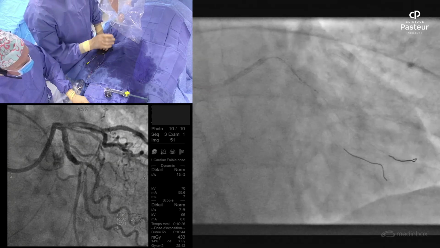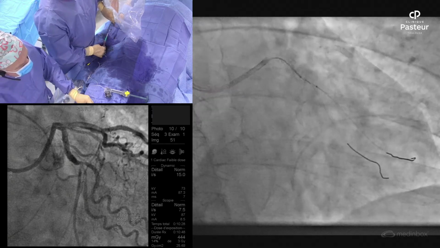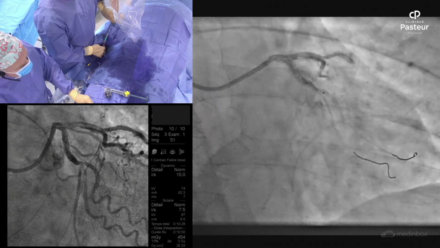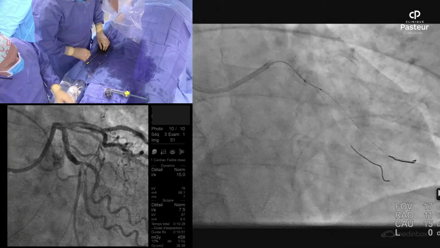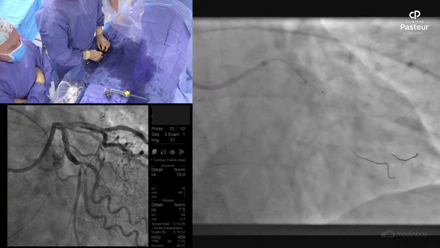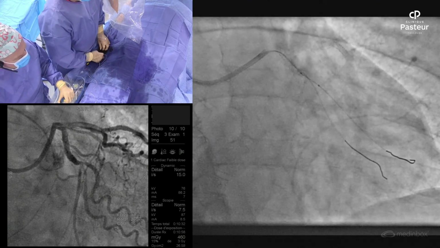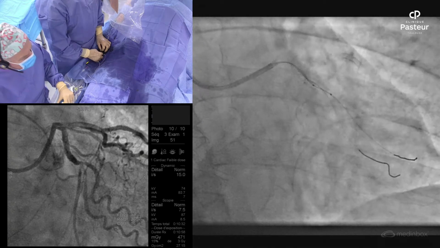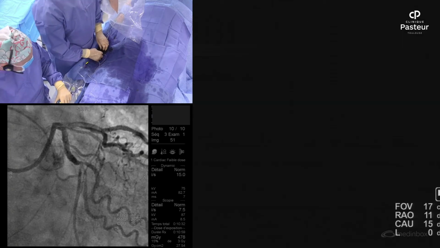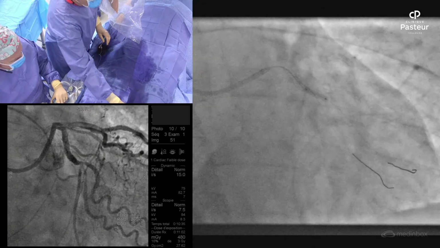Now we have a good position of the two wires. What we can do maybe is test. Now we can advance a little bit the balloon and we can inflate it. Okay, good. 6, 8, 10. It's not calcified. So you see the balloon can open easily the lesion.